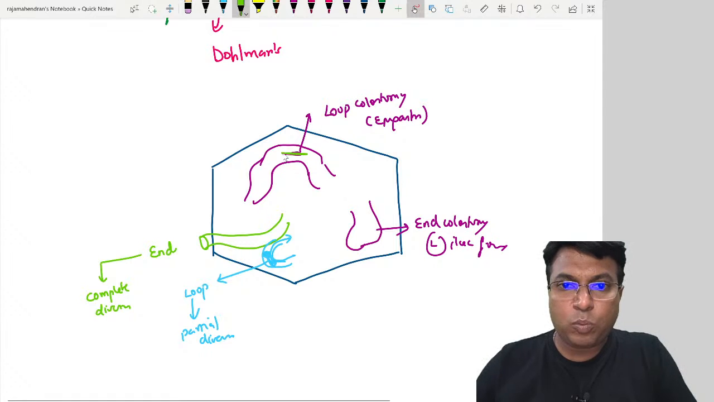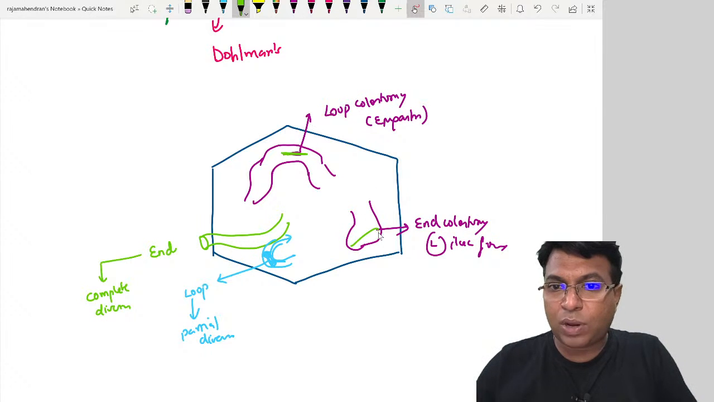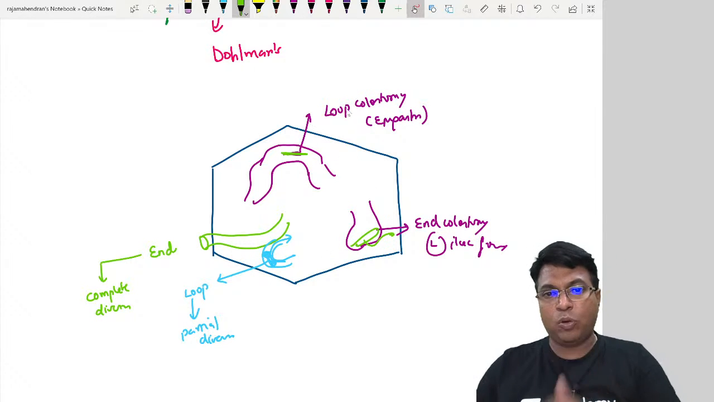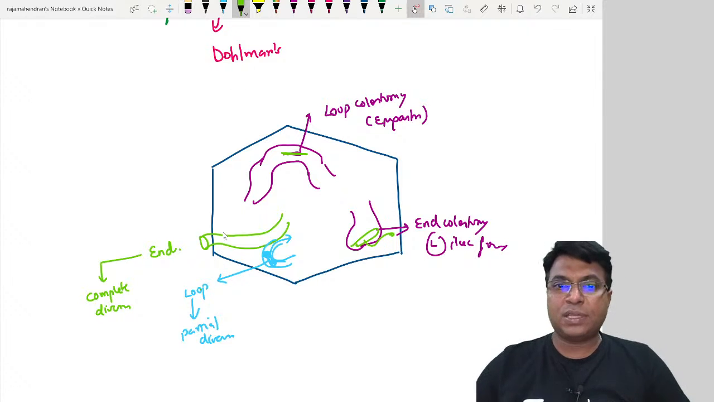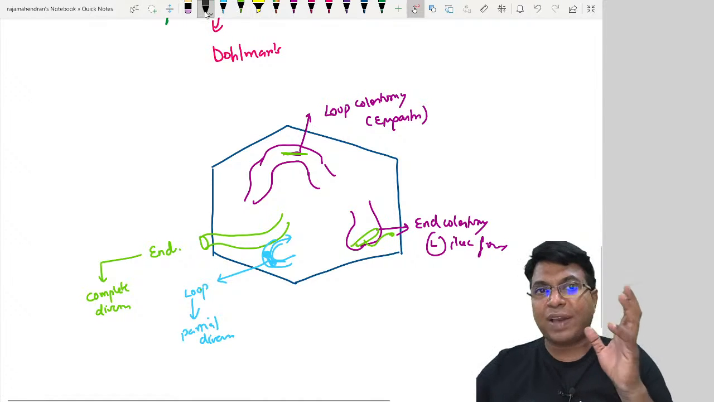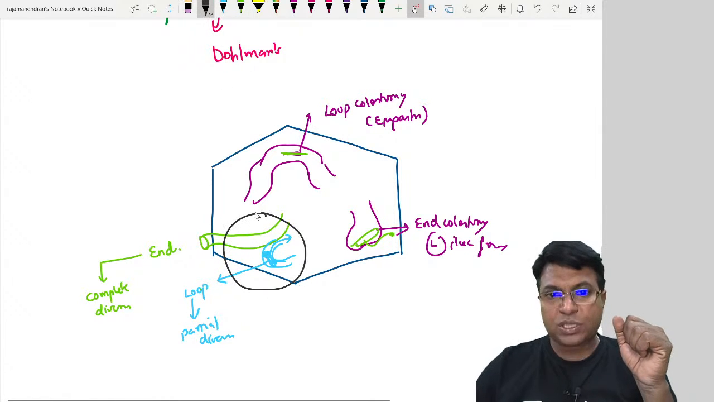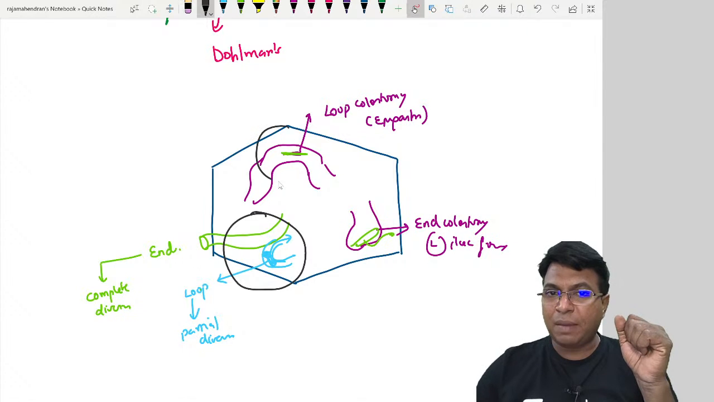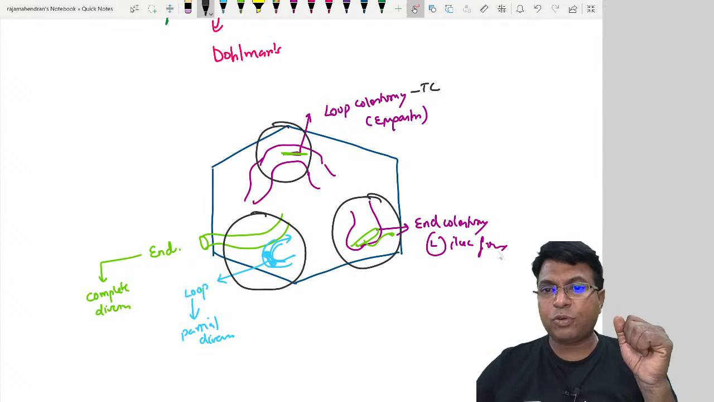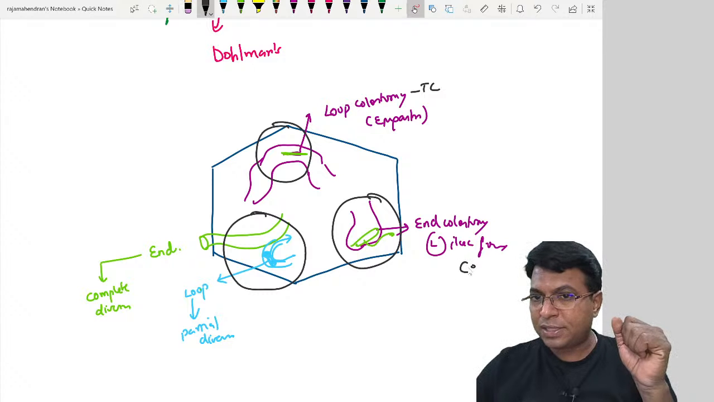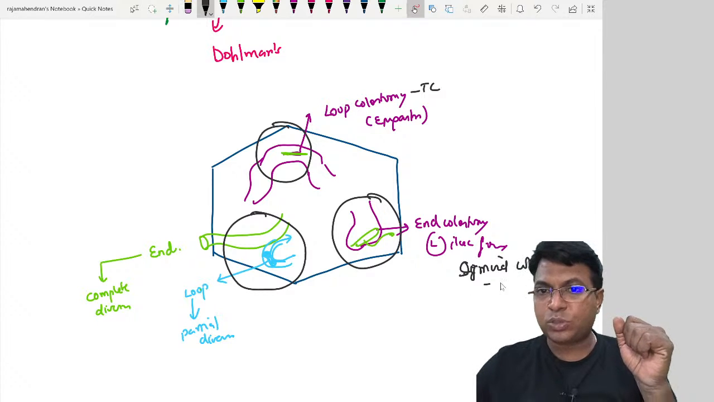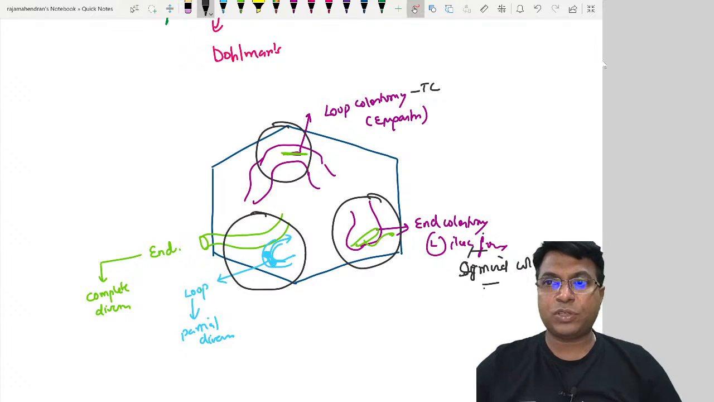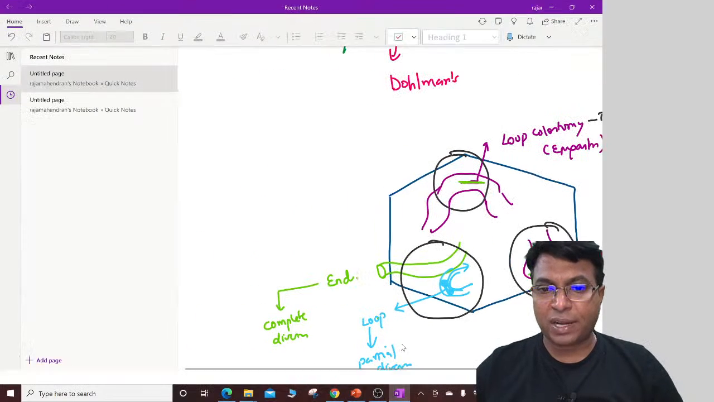So please remember loop colostomy and end colostomy. These are the various things. From the picture itself, you can see where they are seen. In the right iliac fossa, we construct the ileostomy. In the epigastric region, we create the loop colostomy with the transverse colon. In the left iliac fossa, the sigmoid colon is used as an end colostomy. These are very classical points you should not forget for your exams.